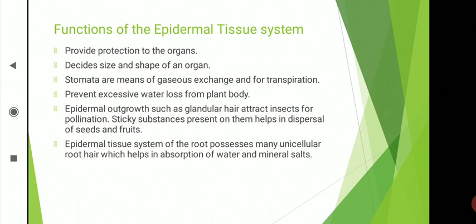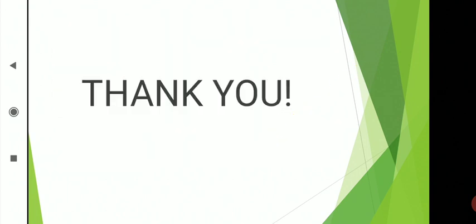And here we are done with our topic number 4, that is types of tissue. Overall we have discussed 4 types of tissue, that is meristematic tissue, permanent tissue, complex tissue and epidermal tissue. So thank you so much.